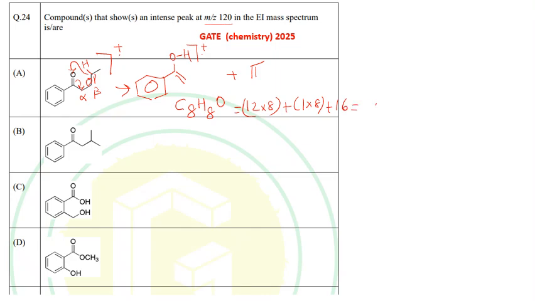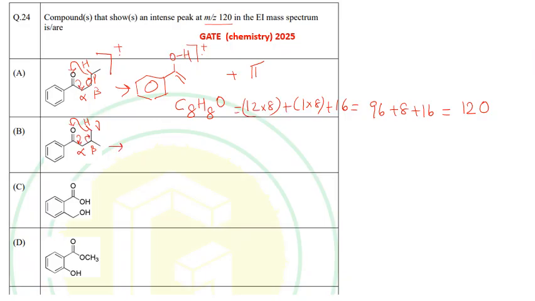So we will be getting 96 plus 8 plus 16, that corresponds to 120. M by Z of 120 that we are getting. Now consider this particular species. Here again we have gamma. Alpha, beta, both are gamma, both are equivalent. So this is one of the gamma hydrogens. So McLafferty arrangement will be like this.